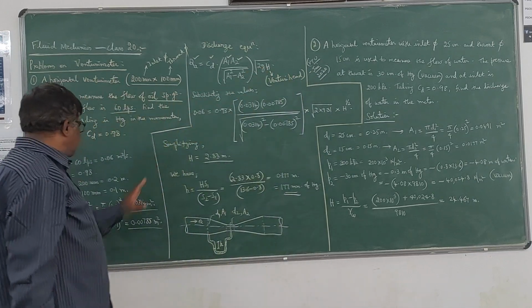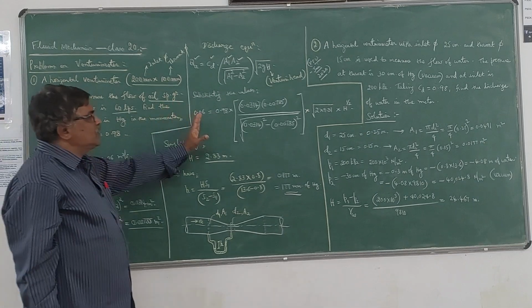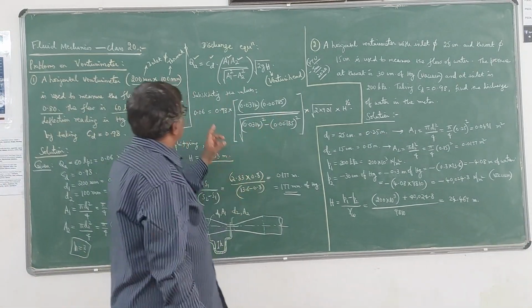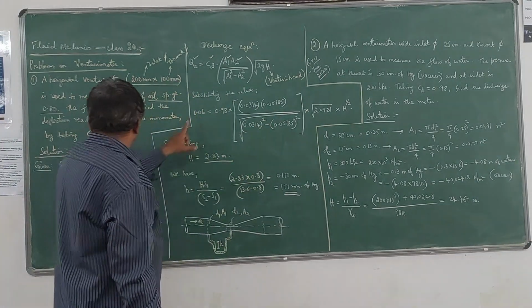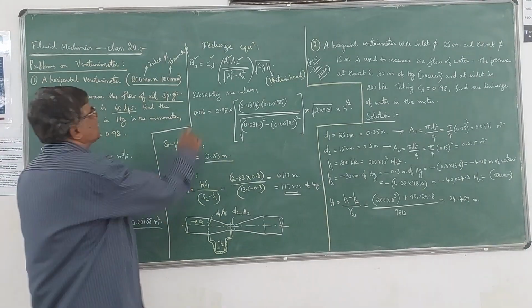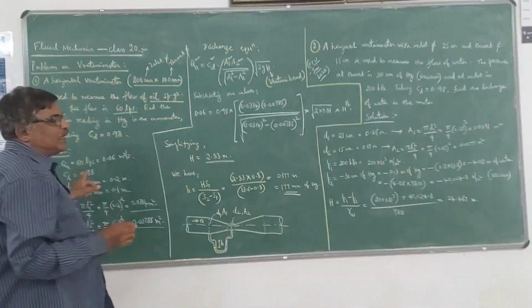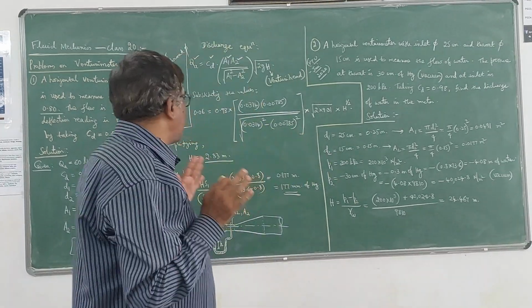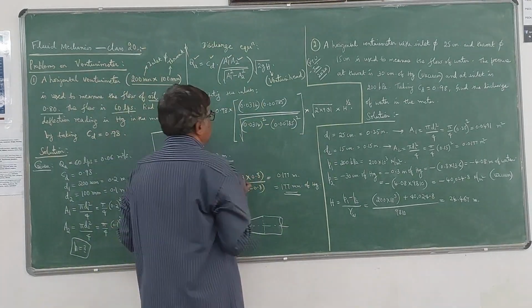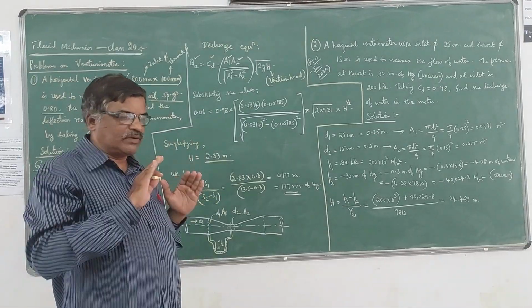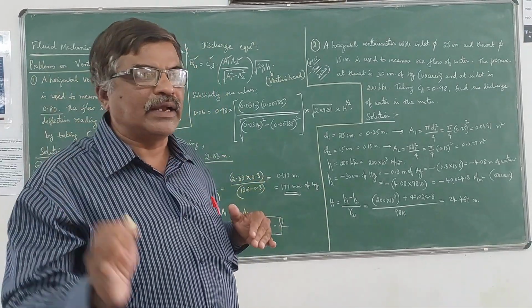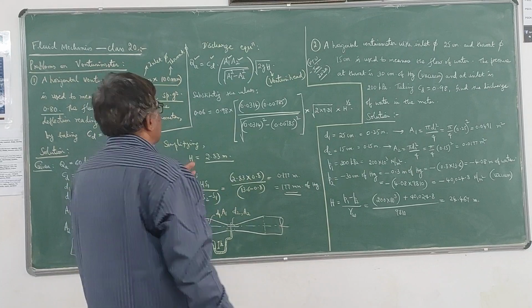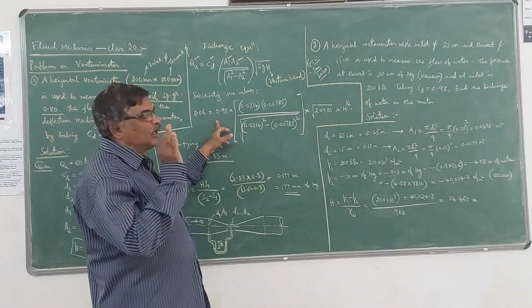By substituting these values in this equation, we can get the value of H. So Q actual is 0.06 is equal to CD value, he has given 0.98. Even if he has not given the CD value, you can assume it as 0.98. That is the standard value, because the value varies from 0.9 to 0.98. As an ideal case, you can assume CD as 0.98 if not given also.